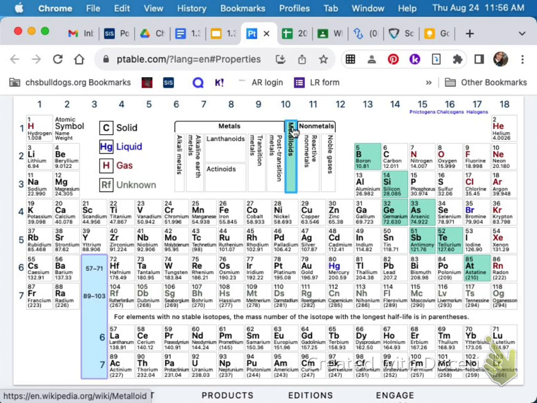We know where they belong on the periodic table because of the number of protons that they have, but knowing their exact chemical and physical properties is difficult. So we haven't officially put them in a classification as a metal, a non-metal, or a metalloid.